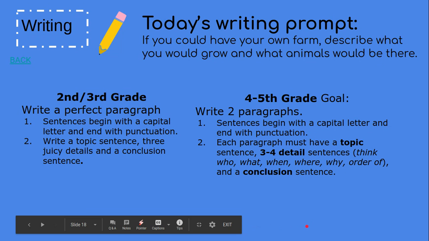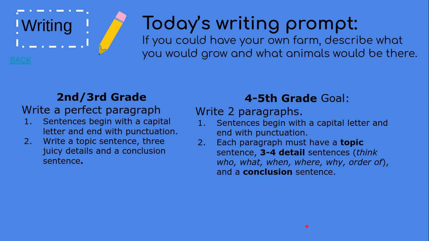We have writing. And my writing prompt is about farming. If you could have your own farm, okay, can you tell me or describe what you would grow and what animals would be there on your farm? Okay. So second and third grade, you're writing that perfect paragraph, and then fourth and fifth grade, 2 paragraphs. So again, tell me what you would grow and what animals would be there. Like I would definitely have horses on my farm because I love horses. I've always wanted one. So that's what I would write, 1 paragraph about that.